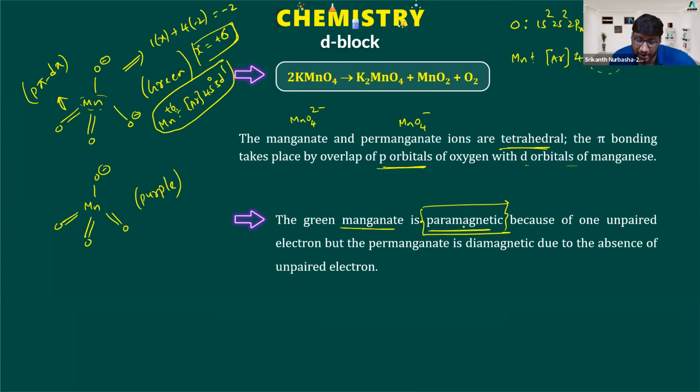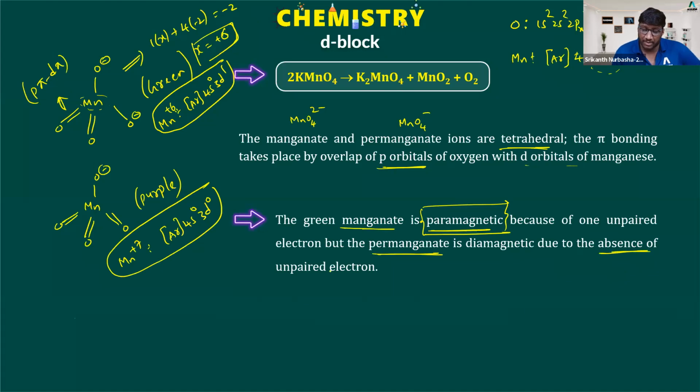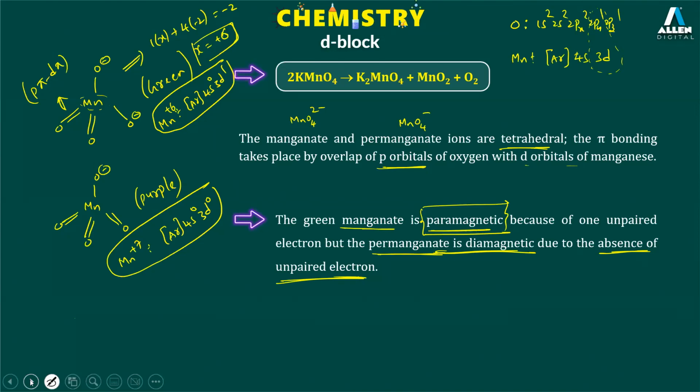Because of that one unpaired electron, it is paramagnetic, and it will be weakly attracted by the external magnetic field. But in permanganate, manganese is in the plus 7 state, with argon 4s0 3d0. There is no unpaired d electron, so permanganate is diamagnetic. That means it is weakly repelled by the external magnetic field. Understood this point, students? Clear or not? Yes, sir.